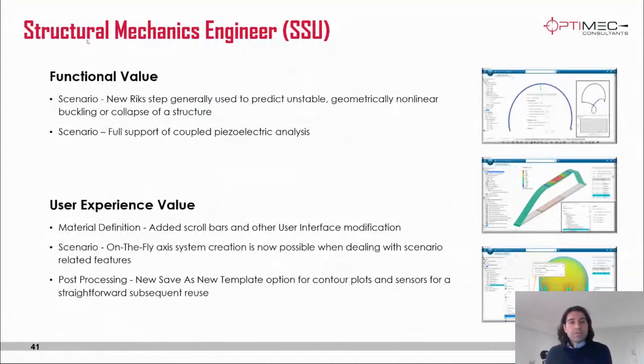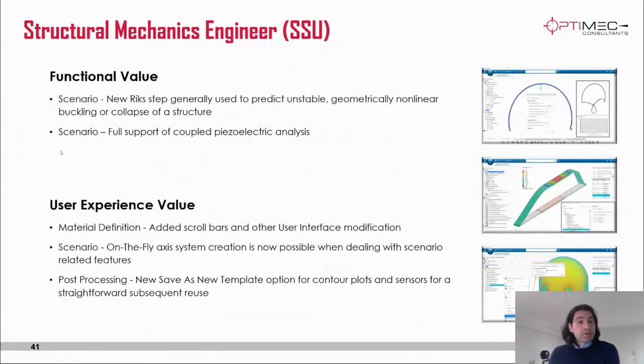And on the user experience value, the material definition menu was added here, but it's more of a general enhancement. I guess it was enhanced while they did this structural mechanics engineer role improvement. So essentially, what you should see is, in terms of user interface, it got improved. There's scrolling features, etc. So essentially, dealing with the material definition menu should be easier to apply your materials.